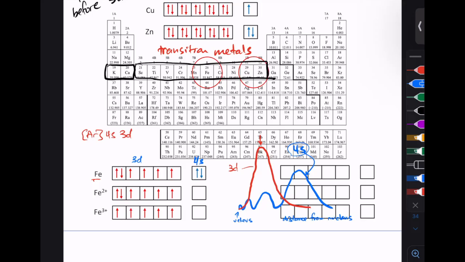Okay, so iron is element number 26. So when we fill in, the 4s fills in first. So that would be spin up, spin down. And then we've got 1, 2, 3, 4, 5.